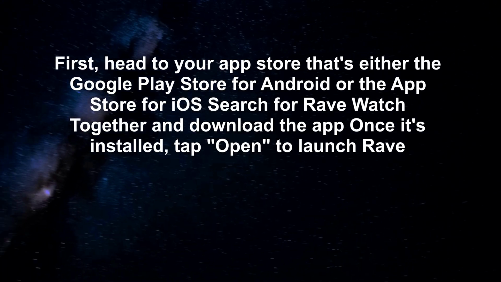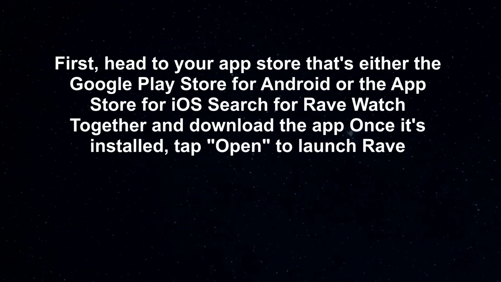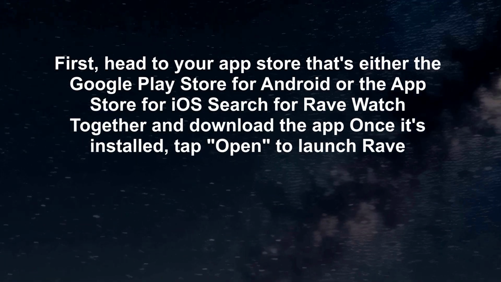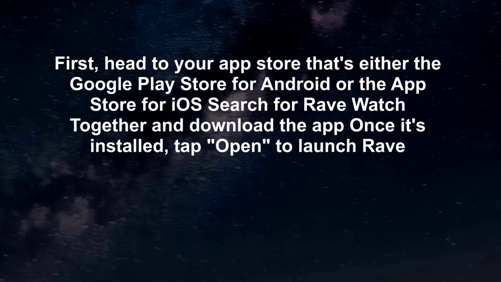First, head to your app store, that's either the Google Play Store for Android or the App Store for iOS. Search for Rave Watch Together and download the app. Once it's installed, tap Open to launch Rave.